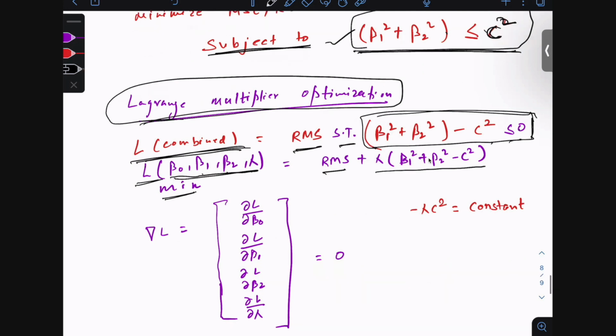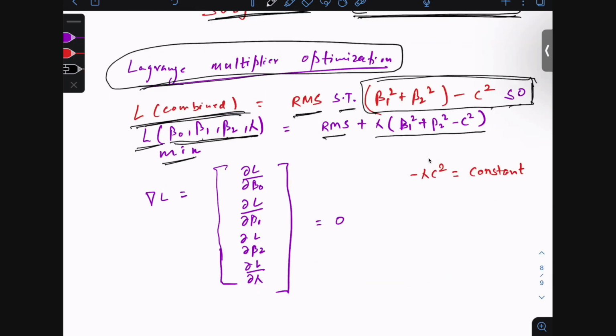To solve this particular thing, what we need to do is take the gradient of this loss function, right? So taking the gradient of this loss function, we have to take the partial derivative of this particular thing. And the partial derivative, which is a function of this, will be del L by del beta naught, del L by del beta 1, del L by del beta 2, del L by del lambda, right? All four variables will come inside. And when we equate to 0, right?